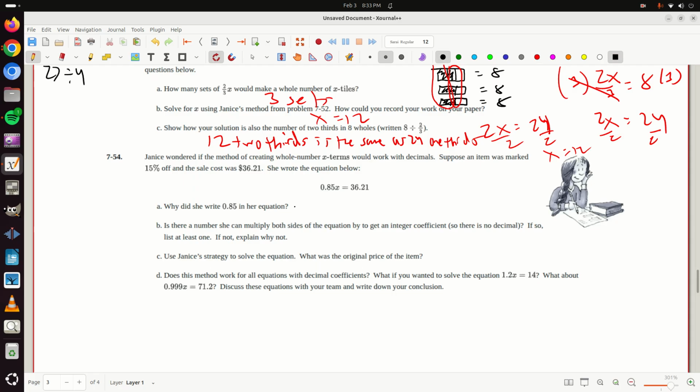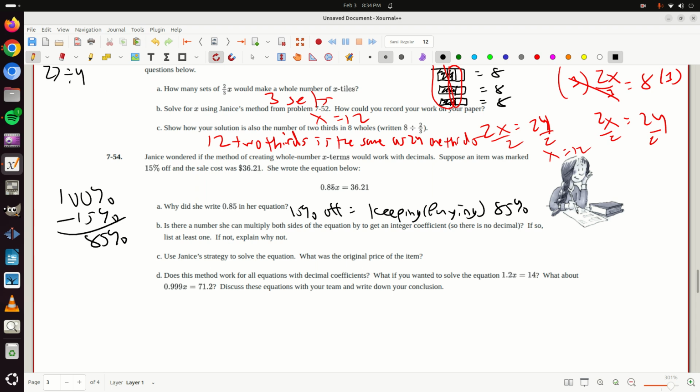So hopefully we remember, if it's 15% off a price, that equals keeping 85% or paying 85%. I know we've discussed this before. We start at 100. So if you start at 100% and you're getting a 15% discount, that means you're paying 85%. So she decided to do the shortcut that we talked about.